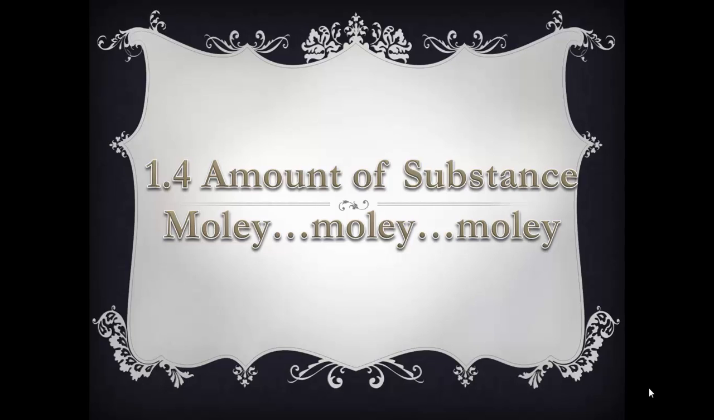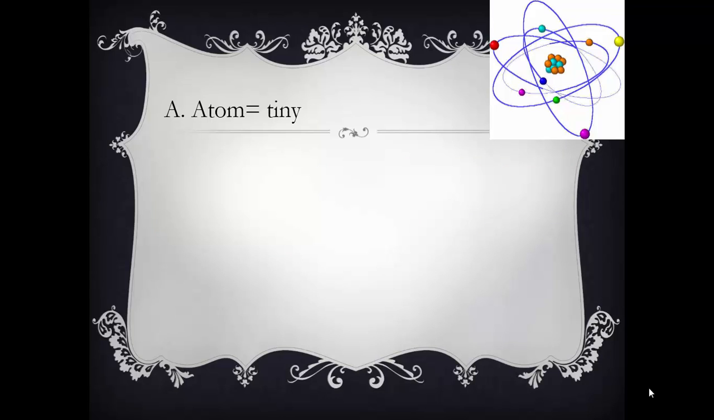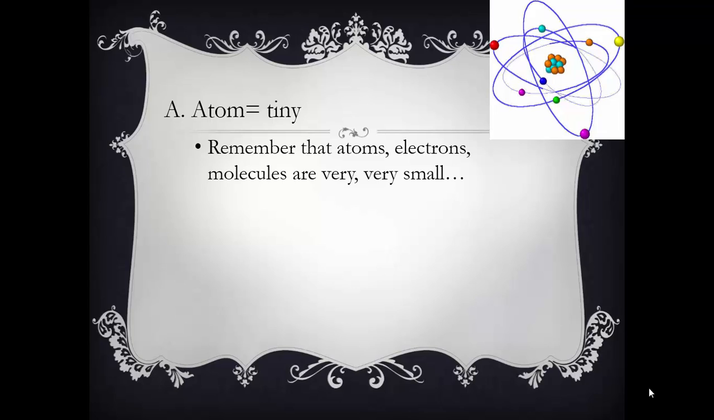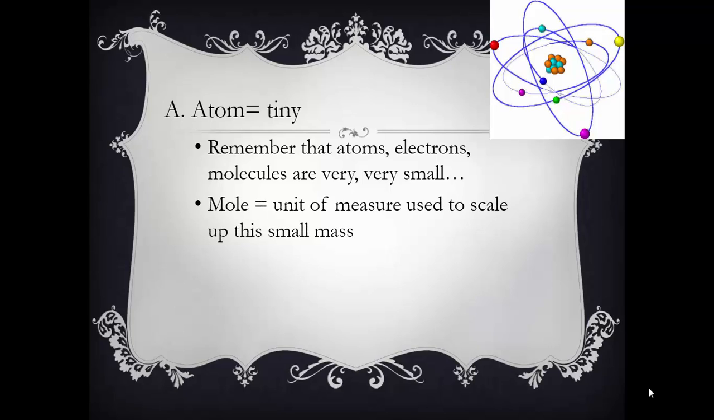Alright, 1.4 deals with the mole, amount of substance. We use moles, we'll get into that. So, an atom is very, very tiny. So our electrons, molecules, formula units, basically everything in chemistry that we can't see, is very, very small. We notice the changes, but an atom is very, very small. So we use a mole to scale up this small mass. So it makes things a lot easier with numbers.